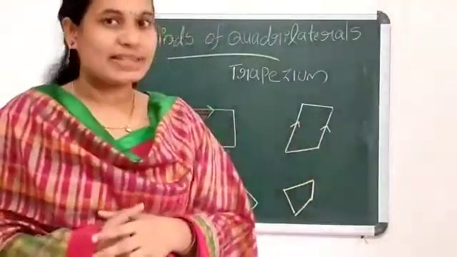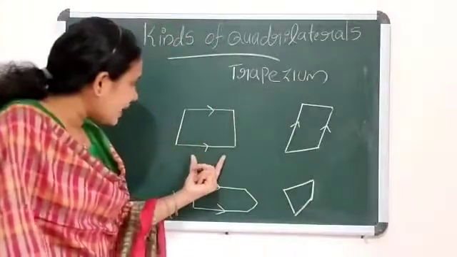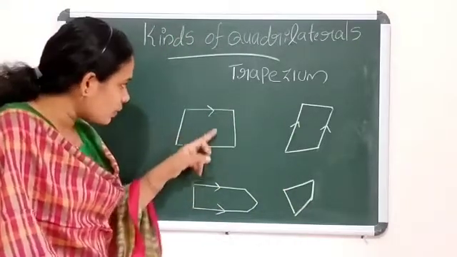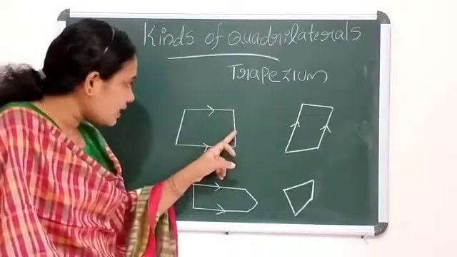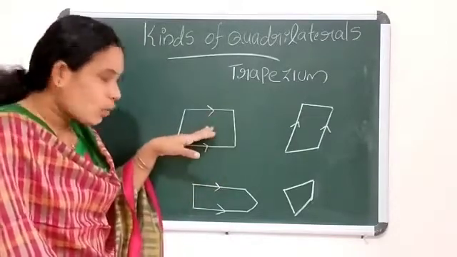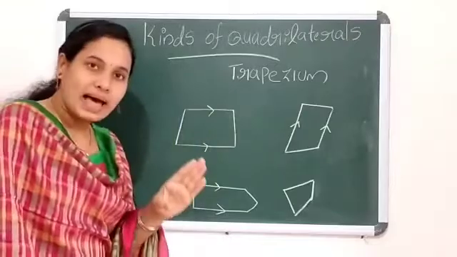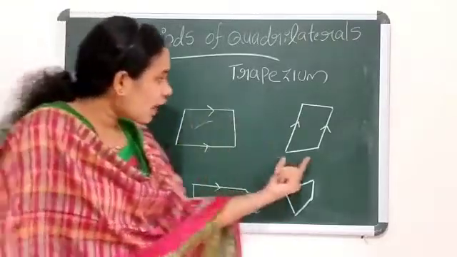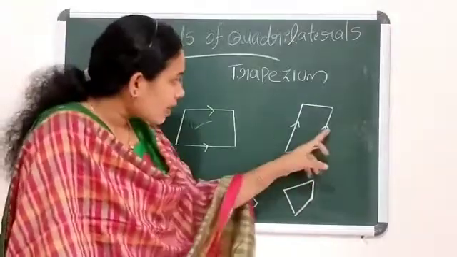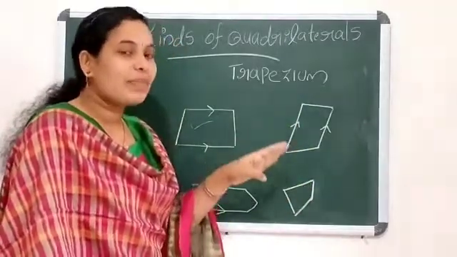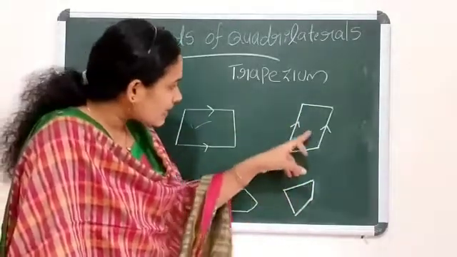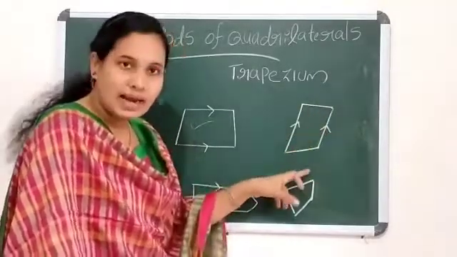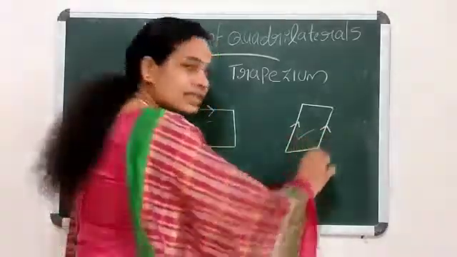Let's watch some examples. Here you can see that these two sides are parallel. These opposite sides are parallel and these two sides are not parallel. And it is a quadrilateral having a pair of parallel sides. So, it is a trapezium. Now, what about this? The arrow marked sides represent the parallel sides. Here you can see that these two sides are parallel, but these two sides are not parallel. So, it is a trapezium.